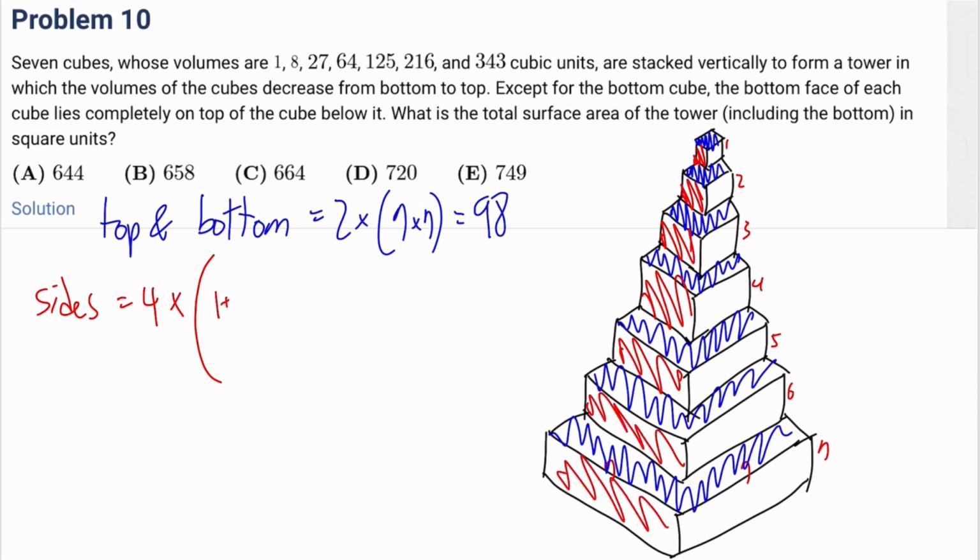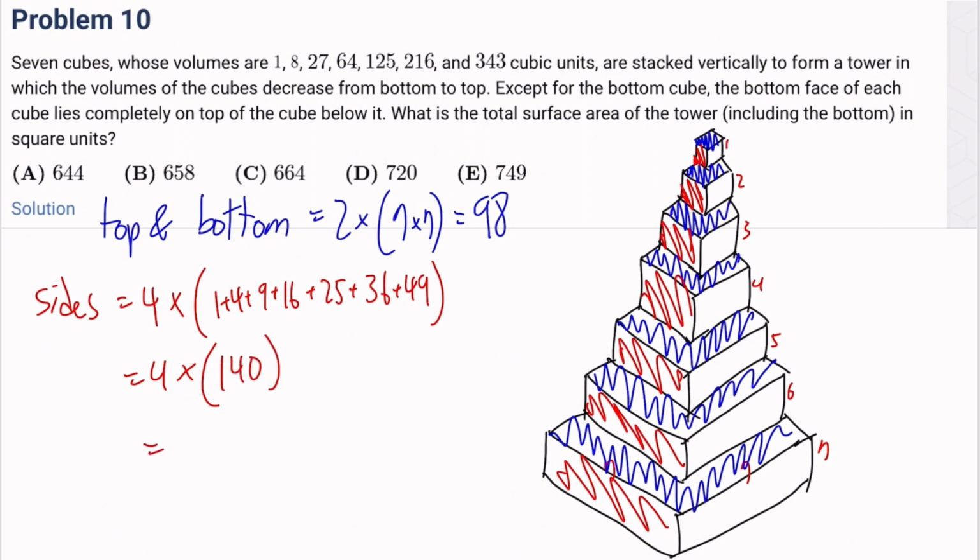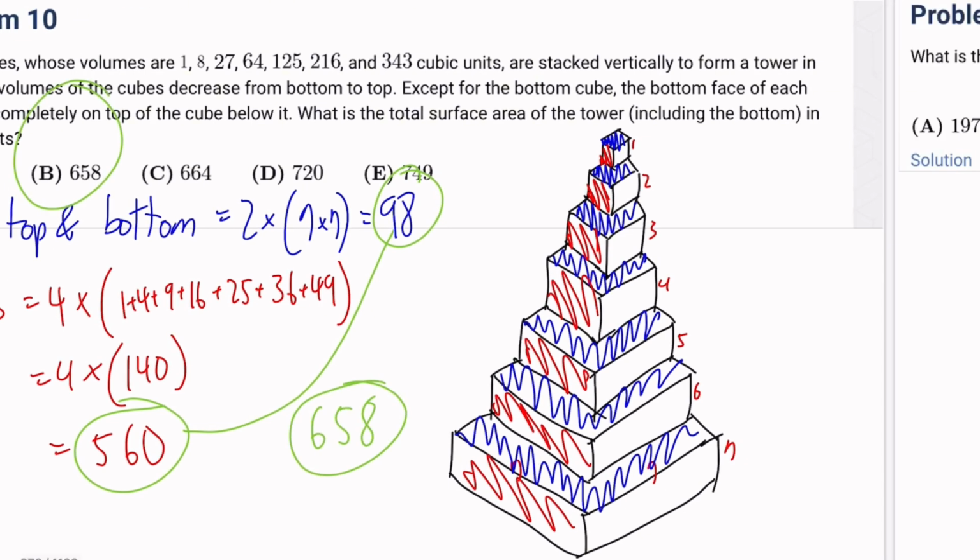So it's 1 square plus 2 square, so it's 4 plus 9 plus 16 plus 25 plus 36 plus 49, right? And this is equal to 4 times, if we add all of these up, then this gives us 140, and so this is 560, right? And so we have 98 plus 560, and this all together is 658. So the answer is B.